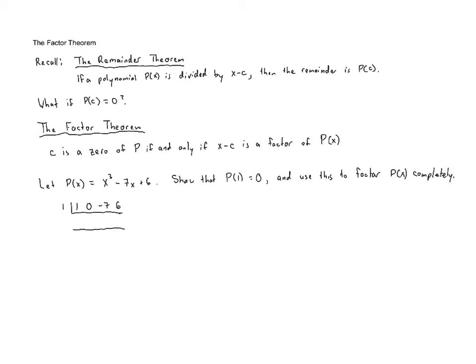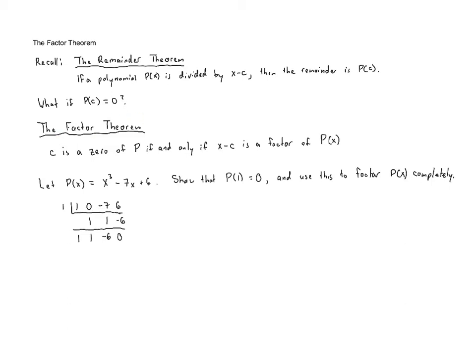So we bring down the 1 here, then we multiply. 1 times 1 is 1. Then we add: 0 plus 1 is 1. Then we multiply. 1 times 1 is still 1. Then we add. Negative 7 plus 1 is negative 6. We multiply this by 1 to get negative 6, and we add to get 0. Because we end up with 0 in the end, that tells us that this function, evaluated at 1, equals 0.